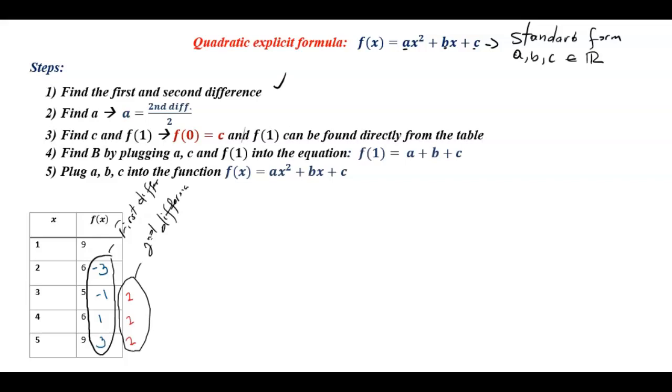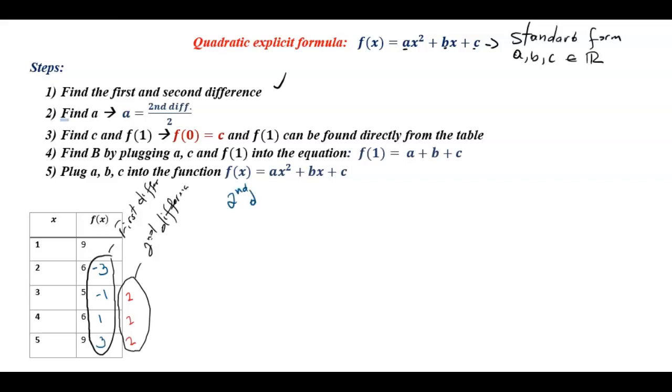Now we need to find the value of a. So the next step is to find the value of a. To find the value of a, whatever the second difference is, you take half of that, which means you divide by 2. So we're going to take whatever the second difference is. In our case, the second difference is 2.